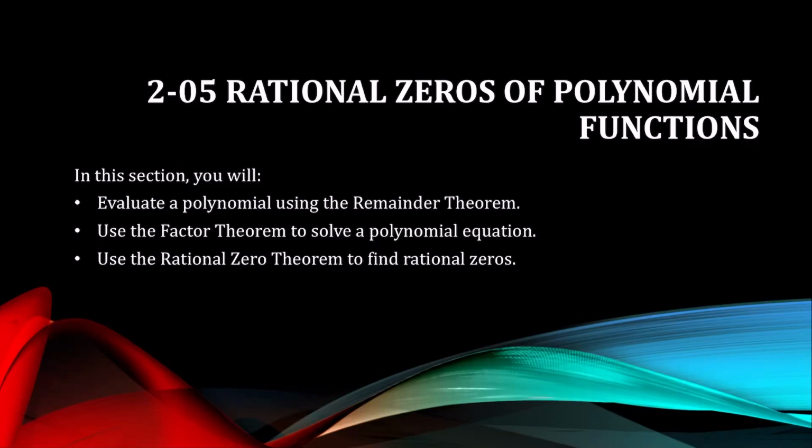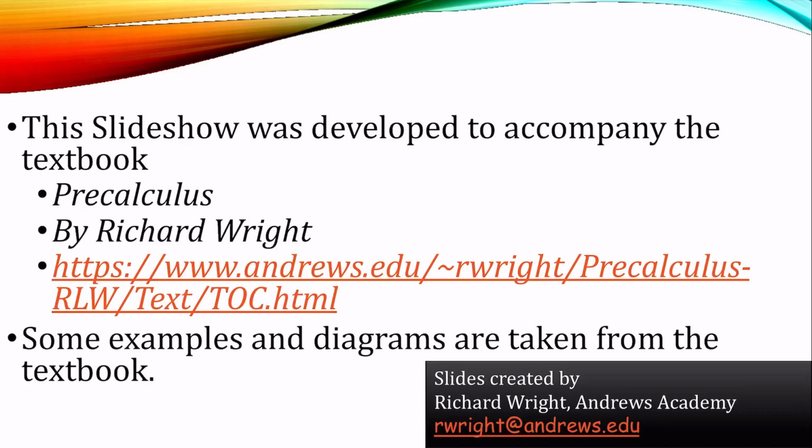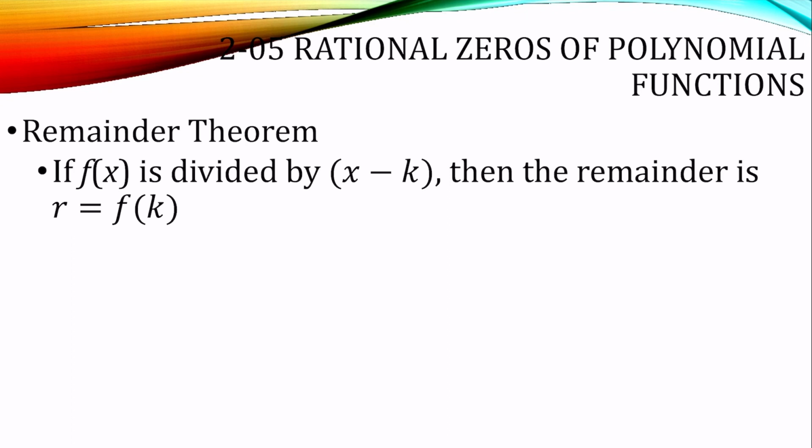Lesson 2.5, Rational Zeros of Polynomial Functions. The remainder theorem states that if we have a polynomial function and we divide it by x minus k, then the remainder is f of k. Which is kind of interesting. If you think about it graphically, if k is right here, and we divide our function by x minus k, then it's saying the remainder is the y value. So we could find the y value of a function using synthetic division.